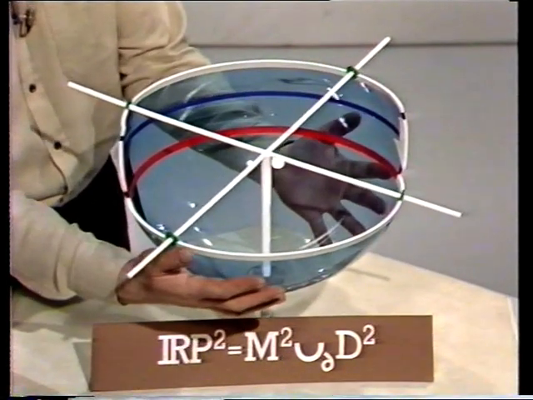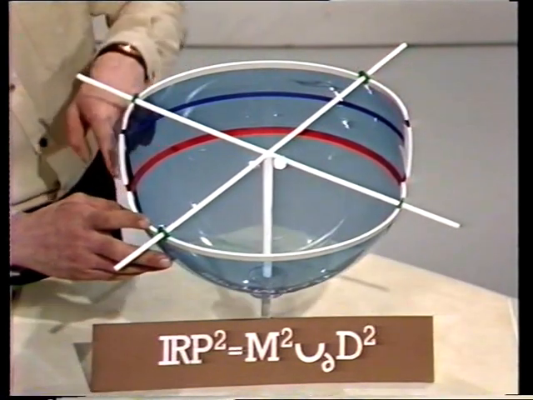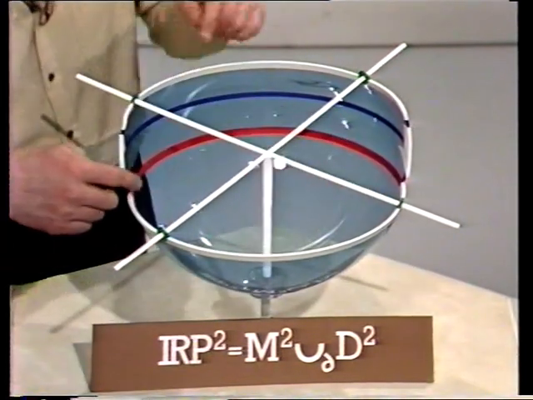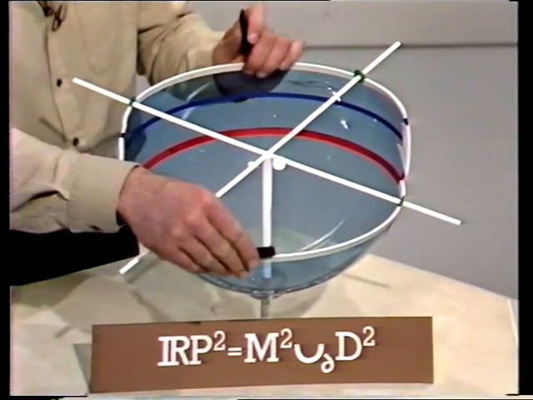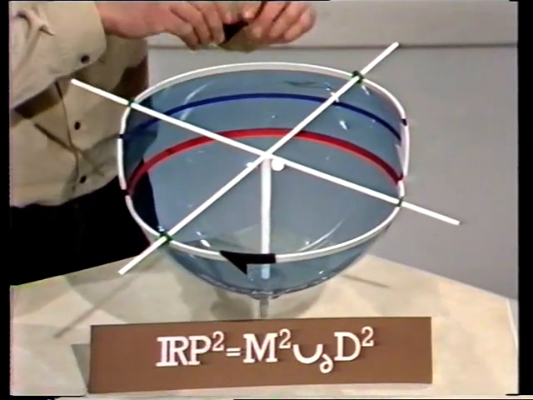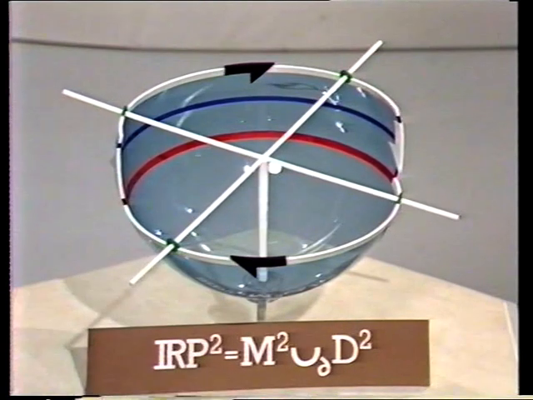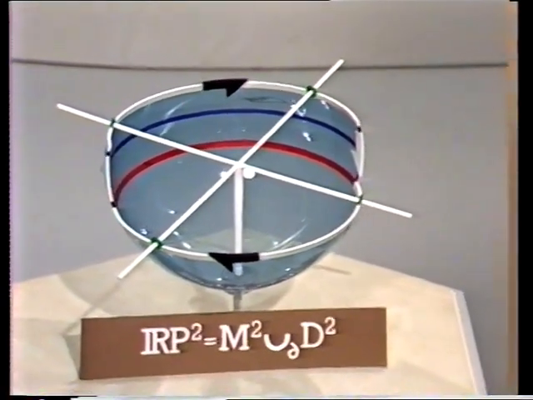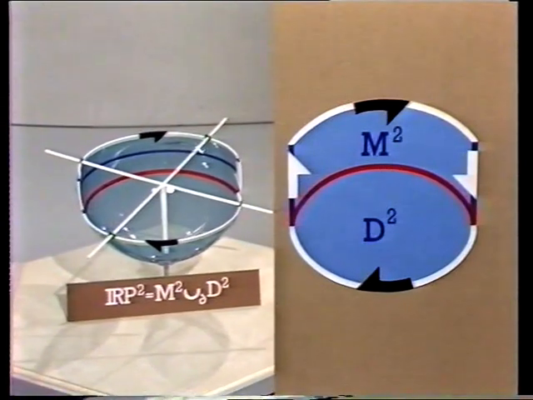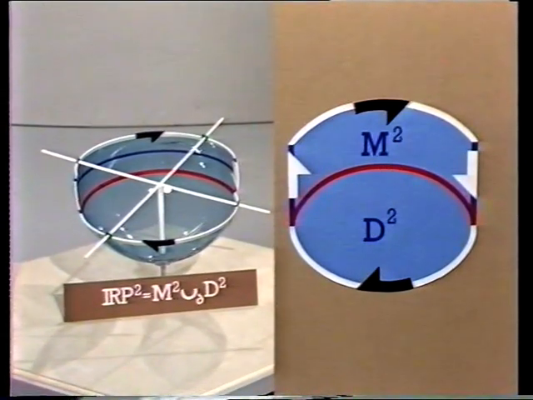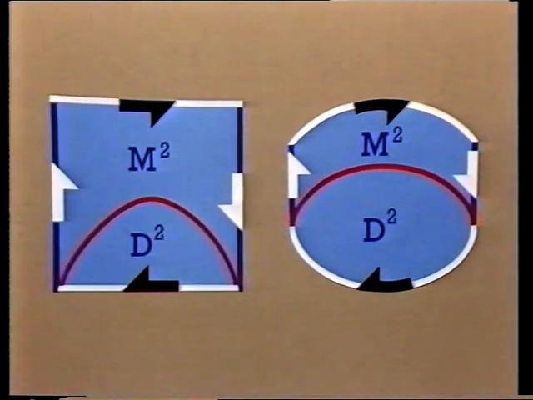And here's the disk, and half its boundary is already glued here. And the other half has to be glued to the other half of the Möbius band's boundary. So we get these identifications. And now if we flatten this, you can see how the disk and Möbius band fit into the topologist model. Just deform the flat picture into a square, and you get the topologist model.